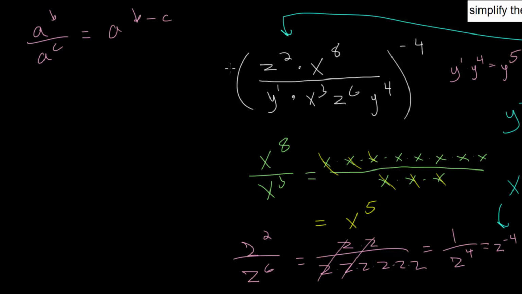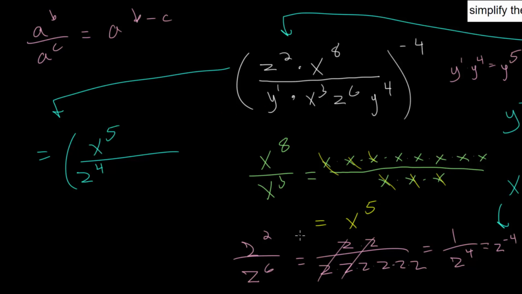So we can simplify everything now. We can rewrite this expression as z squared over z to the 6th. We know that's just z to the 4th in the denominator. x to the 8th over x cubed, that is just x to the 5th in the numerator. And we know with the y's, we have y to the 1st times y to the 4th, so that's y to the 5th in the denominator. And at this point, we just need to deal with this -4 as our exponent.